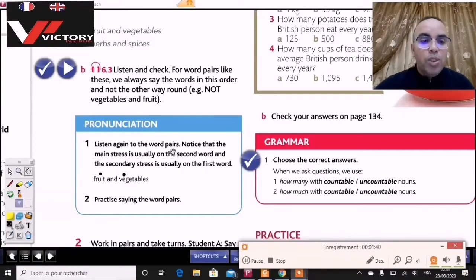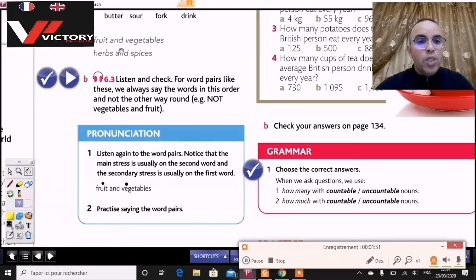Okay, there is an important thing that I want you to pay attention to, which is the order of these word pairs. They are used in this order, like the example we have here, fruit and vegetables. We can't say, it's not acceptable to say, vegetables and fruit.